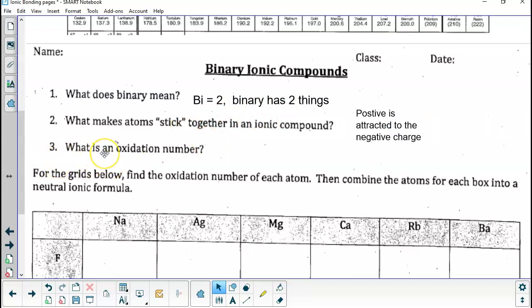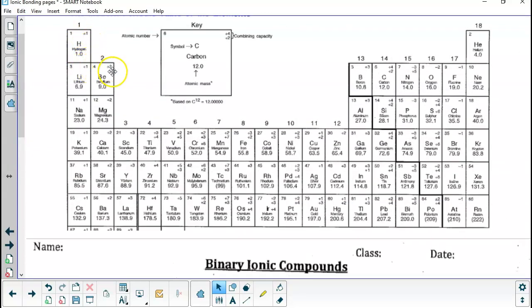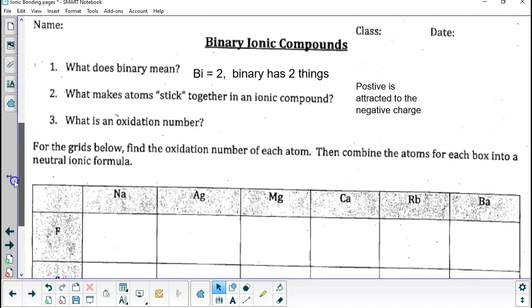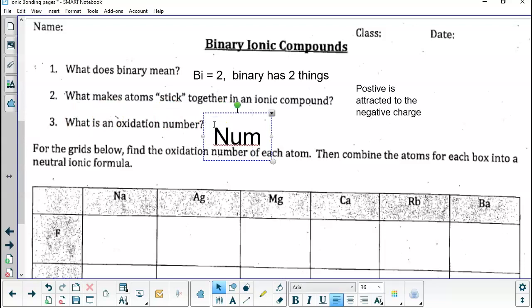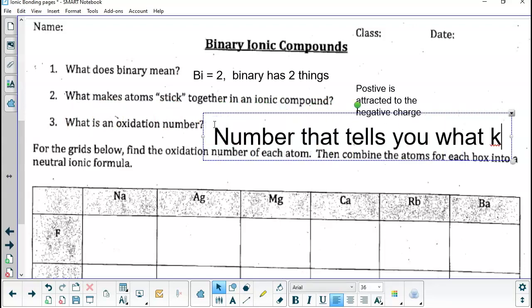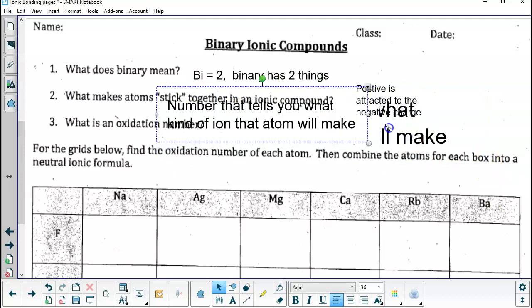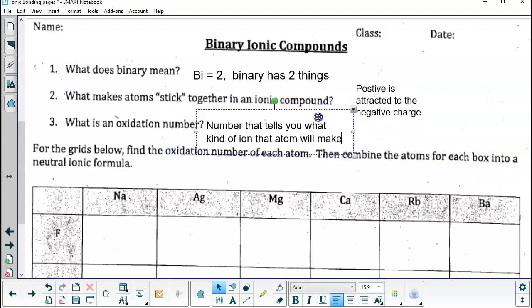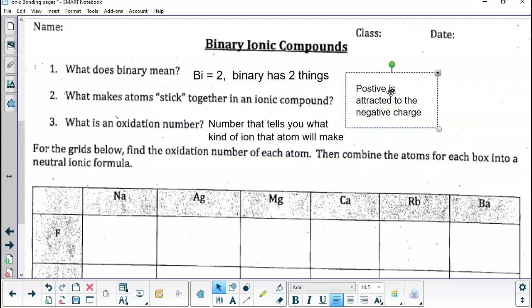Now question 3, what's an oxidation number? Those are the little plus and minus numbers you have in the corner of your periodic table. It's the number that tells you what kind of ion that atom will make. It tells you if it's positive or negative, so whether it's going to lose or gain electrons, and how many electrons will be moving. That will help you with those top 3 questions. Go ahead and pause the video if you need to get that info down.